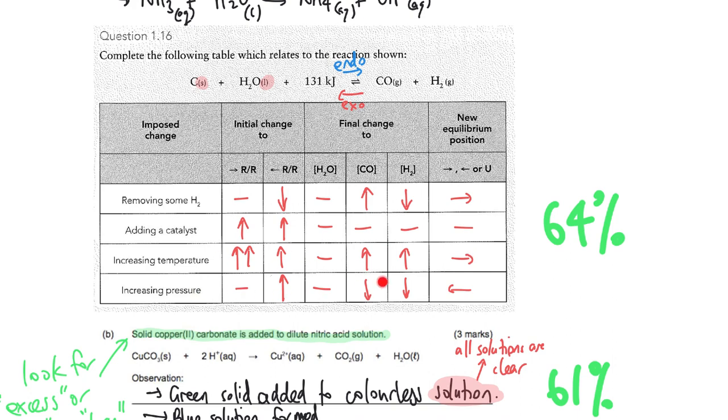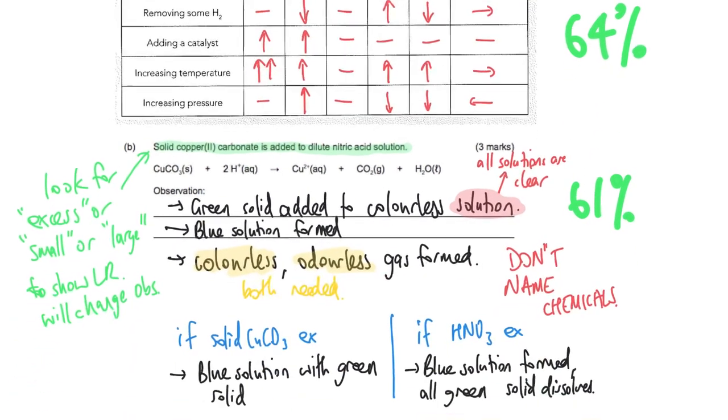And then finally, increasing the pressure, most people got this, right? Except for this bit here. Why is the forward rate of reaction unaffected by increasing the pressure or decreasing the volume? Because the forward rate of reaction doesn't involve any gases. The forward rate of reaction is just a solid plus a liquid, so you're not actually having any gases in there, so the change in pressure is not going to make a difference.